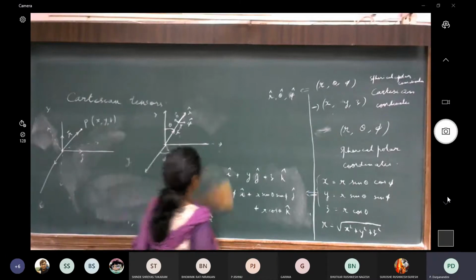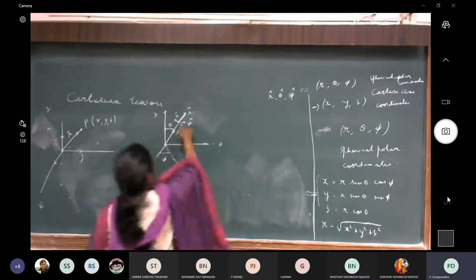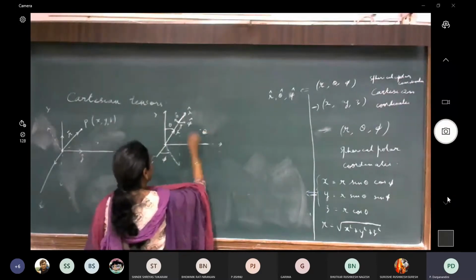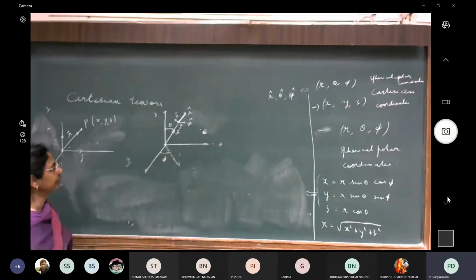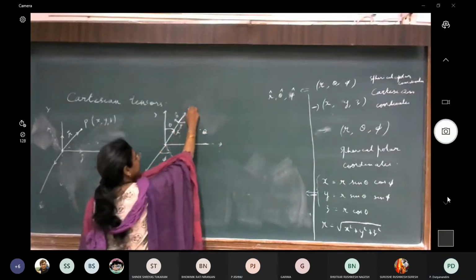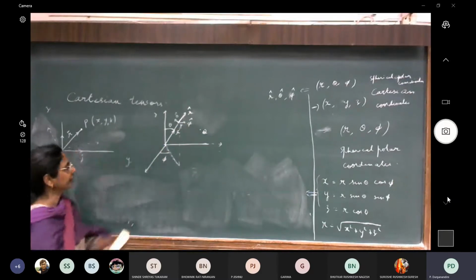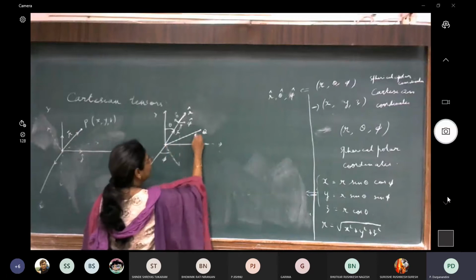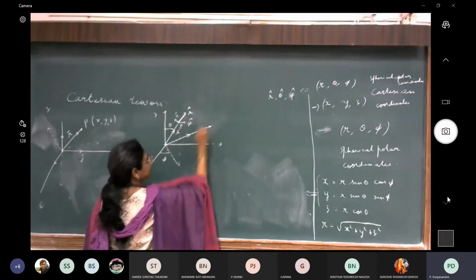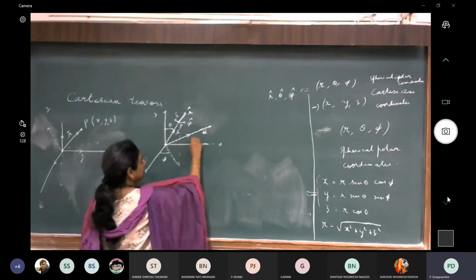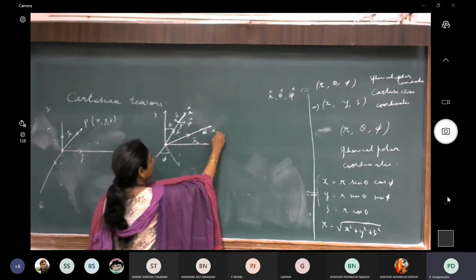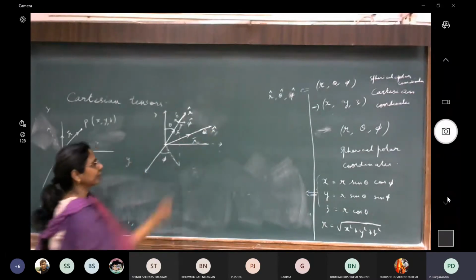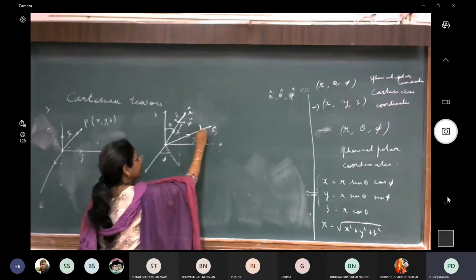Now, suppose I have another point here, let's say this point Q. In this case, what will be the r cap direction? Will it be in the same direction as here? Here you can see r cap is pointing like this. Now for this point, you will see your r cap will be pointing along this direction. Say this is r2, so your r2 cap will be along this direction. So in other words, what you can see is that now I can again construct a basis.